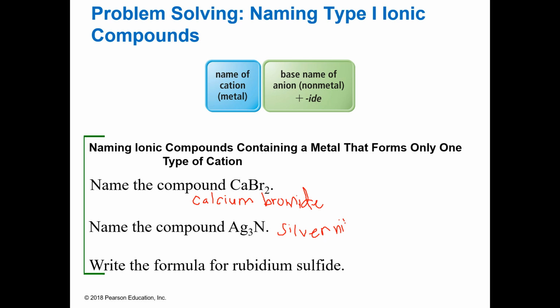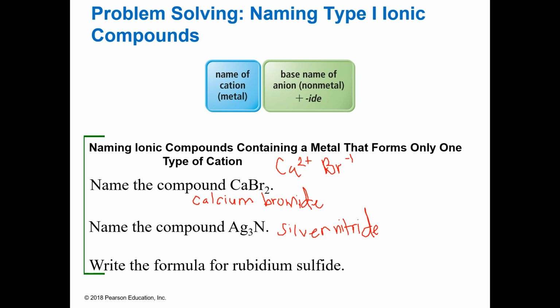Now, you may ask why we're not concerned about the numbers, the subscripts. We don't use these subscripts in our naming for our ionic compounds. The reason being is because they're there because of the charges. So calcium is in group 2, so it has a 2+ charge. Bromine, or bromide, is in group 7. It has a -1 charge.